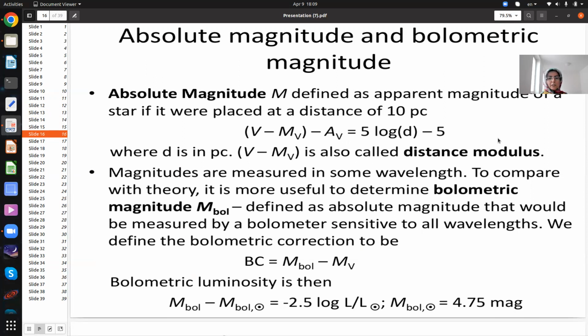To compare with theory, it is more useful to determine the bolometric magnitude. The bolometric magnitude is defined as the absolute magnitude that would be measured by a bolometer sensitive to all wavelengths. We define the bolometric correction to be BC equal to M_bolometric minus M_V, or visual magnitude. Bolometric luminosity then becomes like this formula. And bolometric correction is not dependent on luminosity and metallicity.